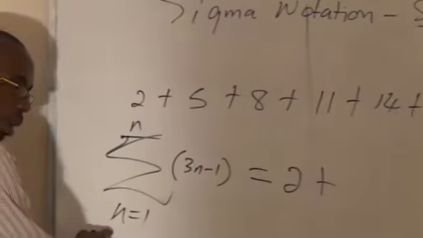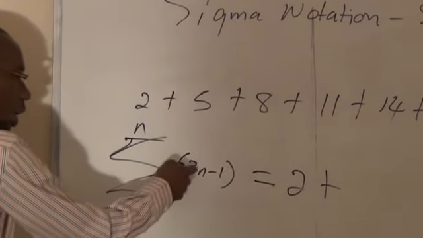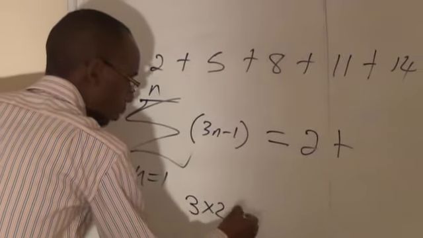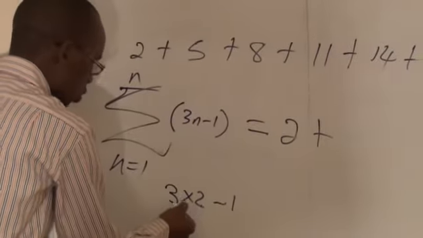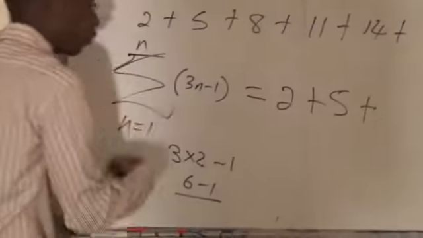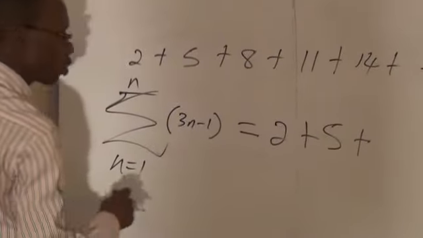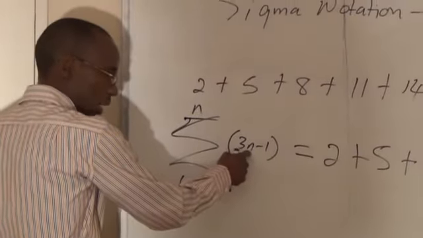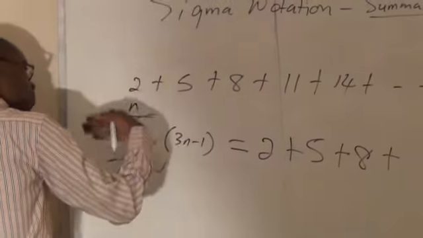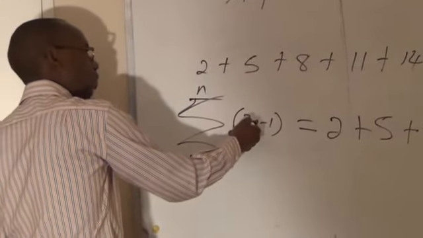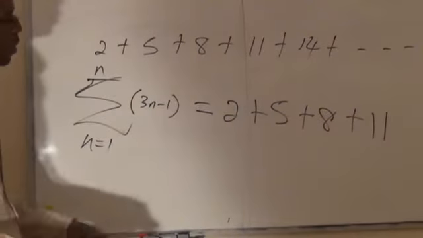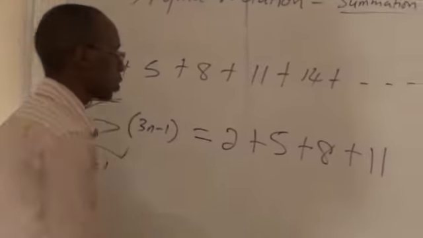Plus, we now move from n equal to 1 to 2. So now n equal to 2. So what do we have? 3 times n, but n is equal to 2 now, minus 1. 2 times 3, 6, minus 1, 5. So plus 5. Plus, we move to the third term, n equal to 3 now. So this will be 3 times 3, 9, minus 1, 8. Plus, we move to the next term, n is now 4. So 4 times 3, 12, minus 1, 11. We move to the next term, n equal to 5. 3 times 5, 15, minus 1, 14.